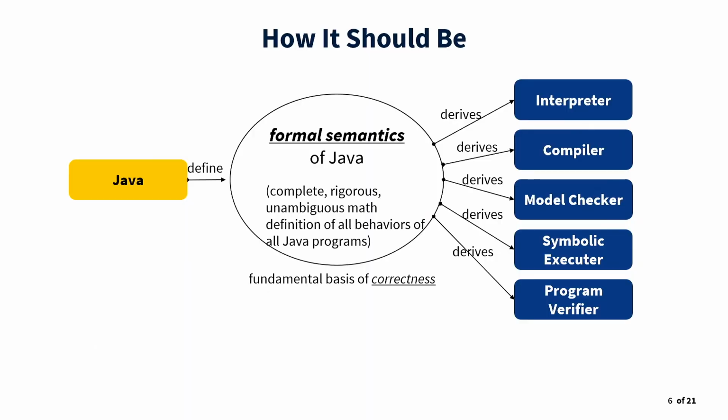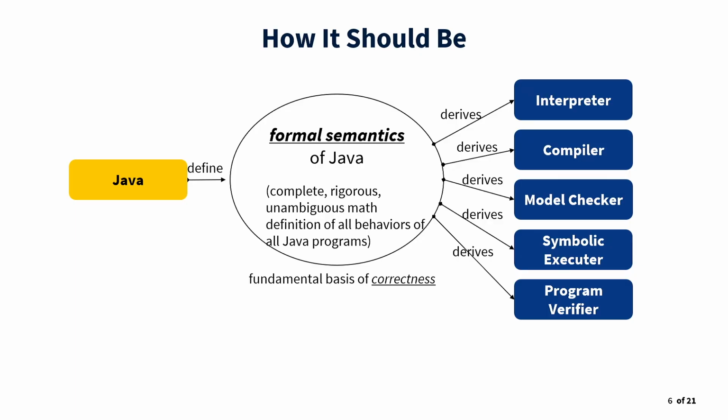Because this formal semantics is a complete, rigorous, unambiguous mathematical definition of Java, right? So it defines all the behaviors of all Java programs out there. So it's a very comprehensive artifact if you think about it. Now you may ask, what's the point of spending a lot of effort defining it?